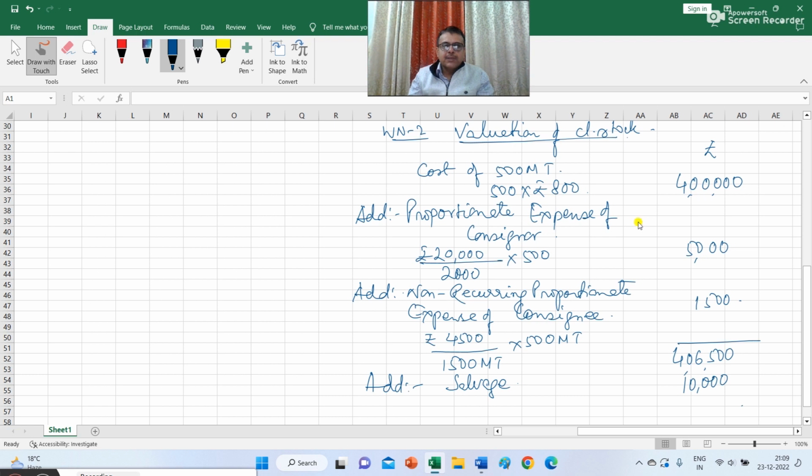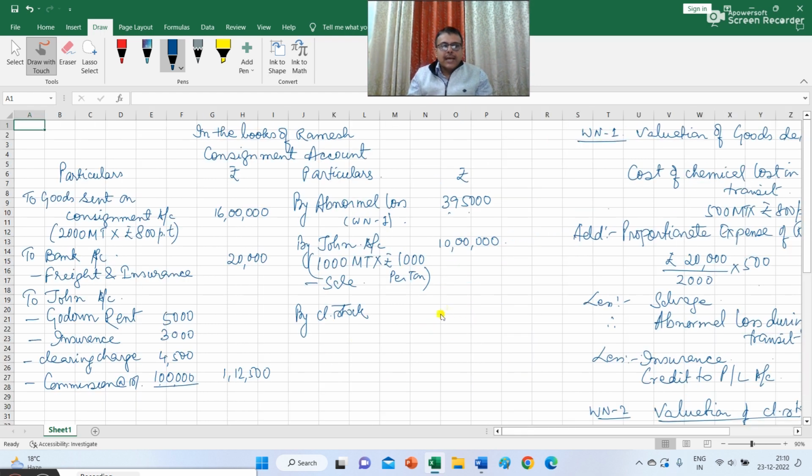With this, I have added the proportionate expense of consignor, that is 5,000. Then non-recurring proportionate expense of consignee, which is 1,500. So sum total of these three figures is 4,06,500, and with this I have added the value of the salvage, which is 10,000. So closing stock will be valued at 4,16,500. So closing stock I have to write in the consignment account, and this will be valued at 4,16,500. This is written in working note number 2.